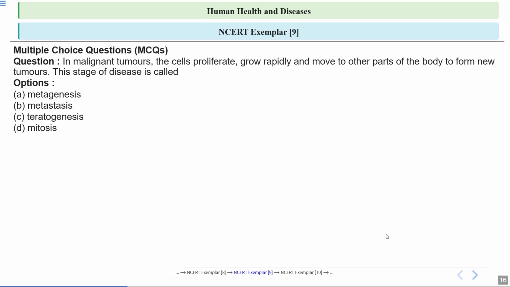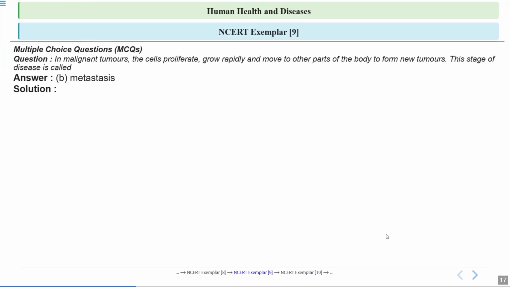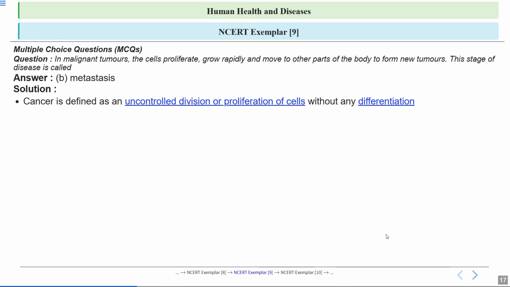Next question. In malignant tumors, the cells proliferate, grow rapidly, and move to other parts of the body to form new tumors. Now, this stage of disease is called: metagenesis, metastasis, teratogenesis, or mitosis. What will be the correct answer? The correct answer is option number B, metastasis. So, cancer is defined as an uncontrolled division or proliferation of cells without any differentiation. Now, the repeated division of these cells forms a large mass of tissue called tumors.